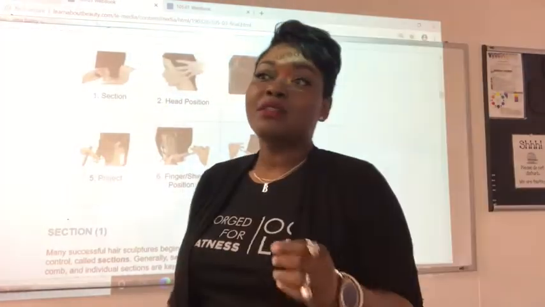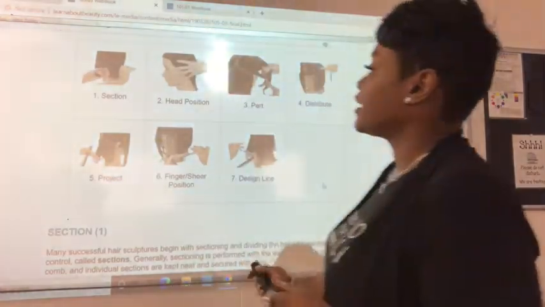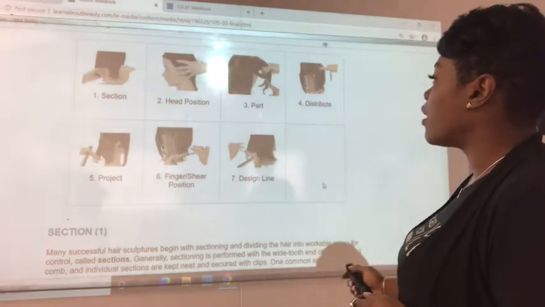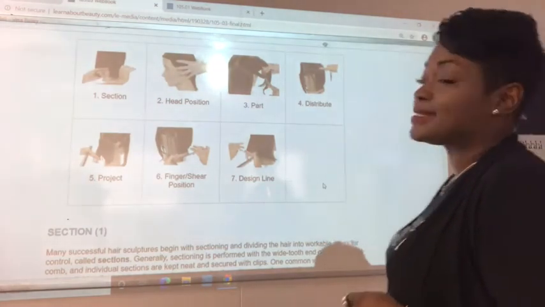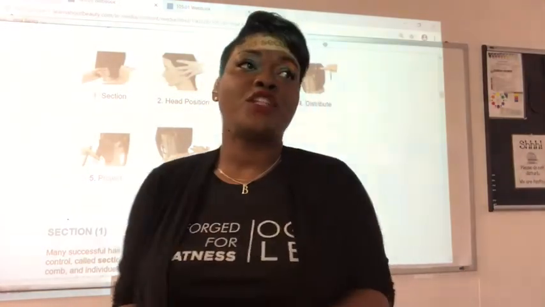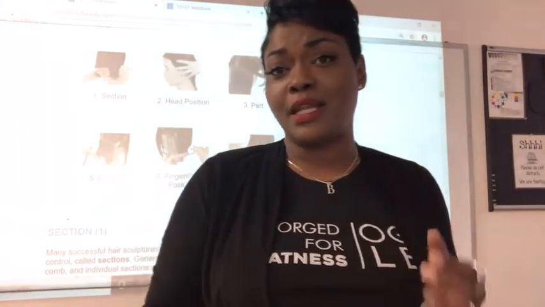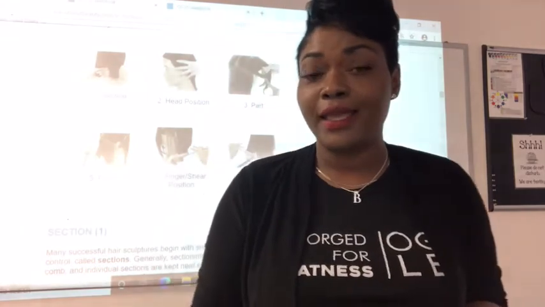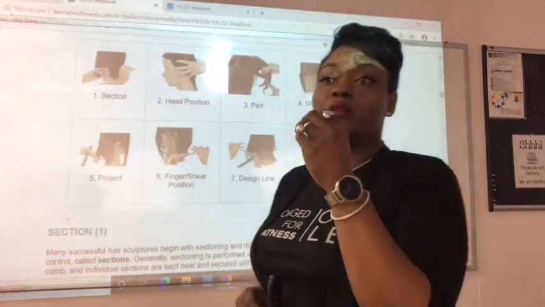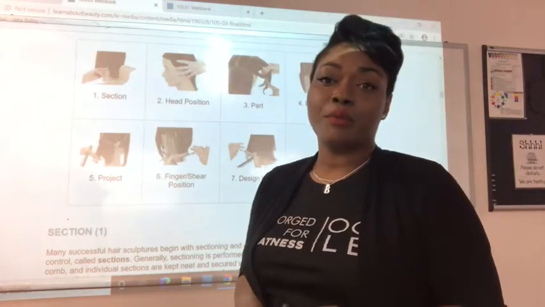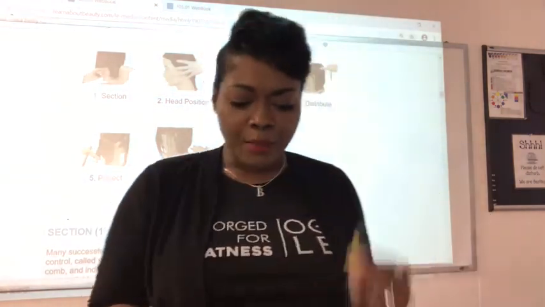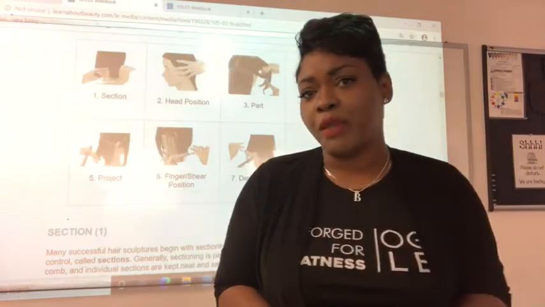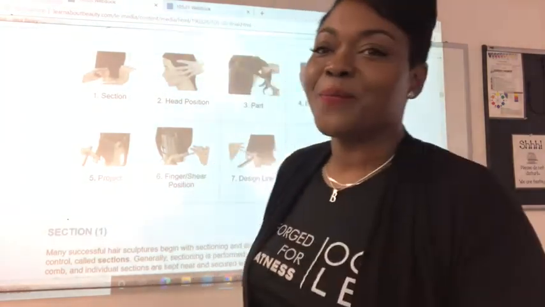So the 7 sculpting procedures are section, head position, part, distribute, project, finger shear position, and design line. With this information, you will be able to create consistent and predictable results with your clients, and also you'll be able to identify the 7 sculpting procedures. And I'm also going to give you guys a few tips on some considerations to make while sculpting. Okay, guys? So let's get into it.